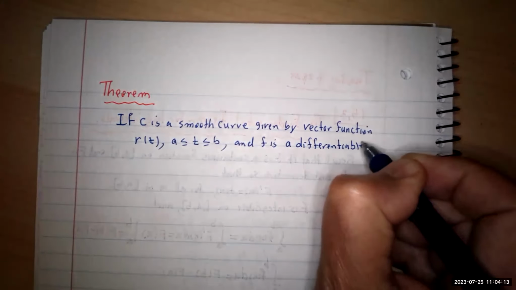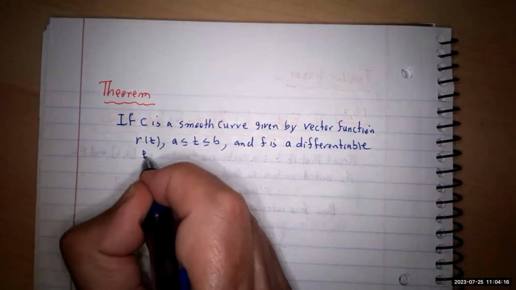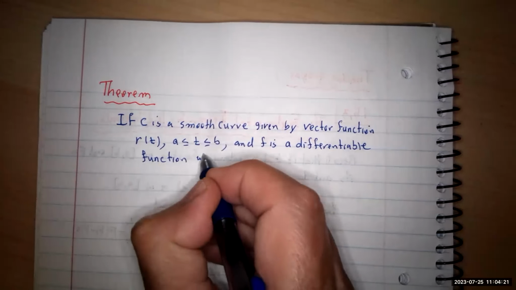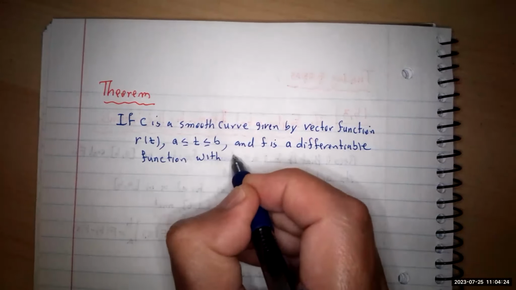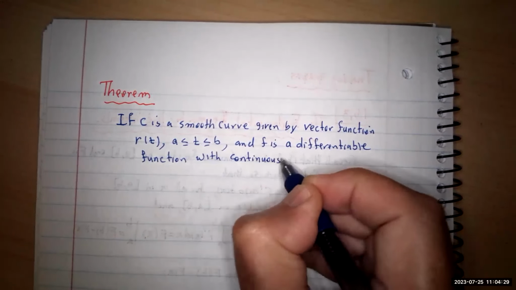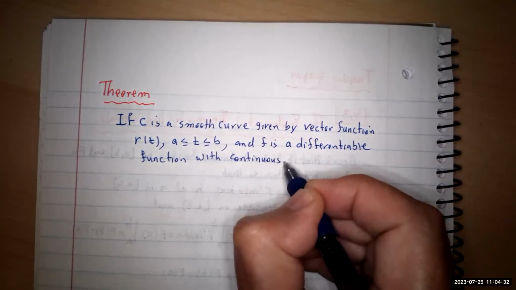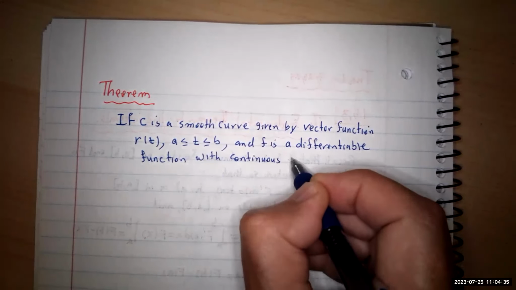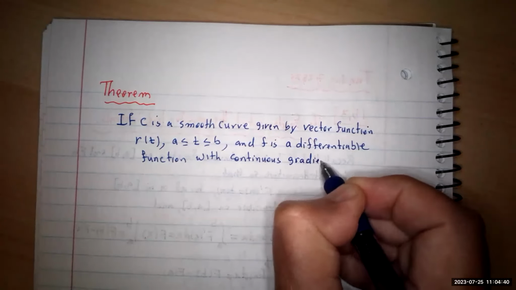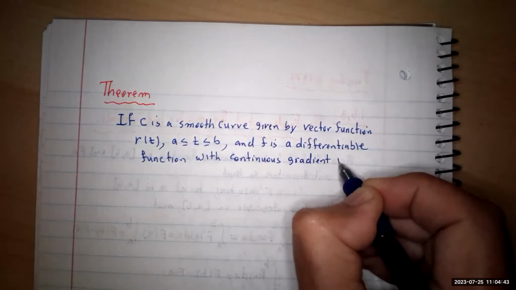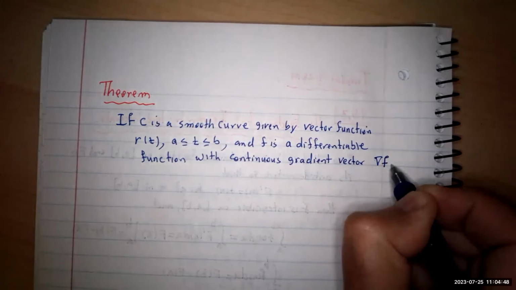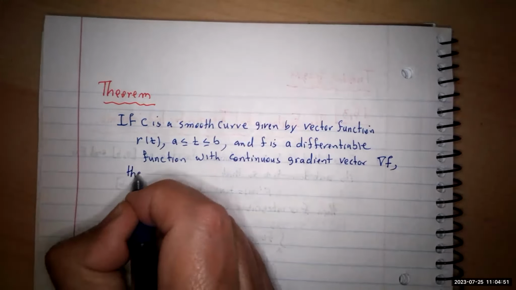Differentiable function. This is a scalar value function. Okay, function with a continuous gradient, because you want to make sure that the integral does exist with a continuous gradient. Okay, continuous gradient vector. It's a vector field, of course. Del F. If this is going to be the case, then you have the price.